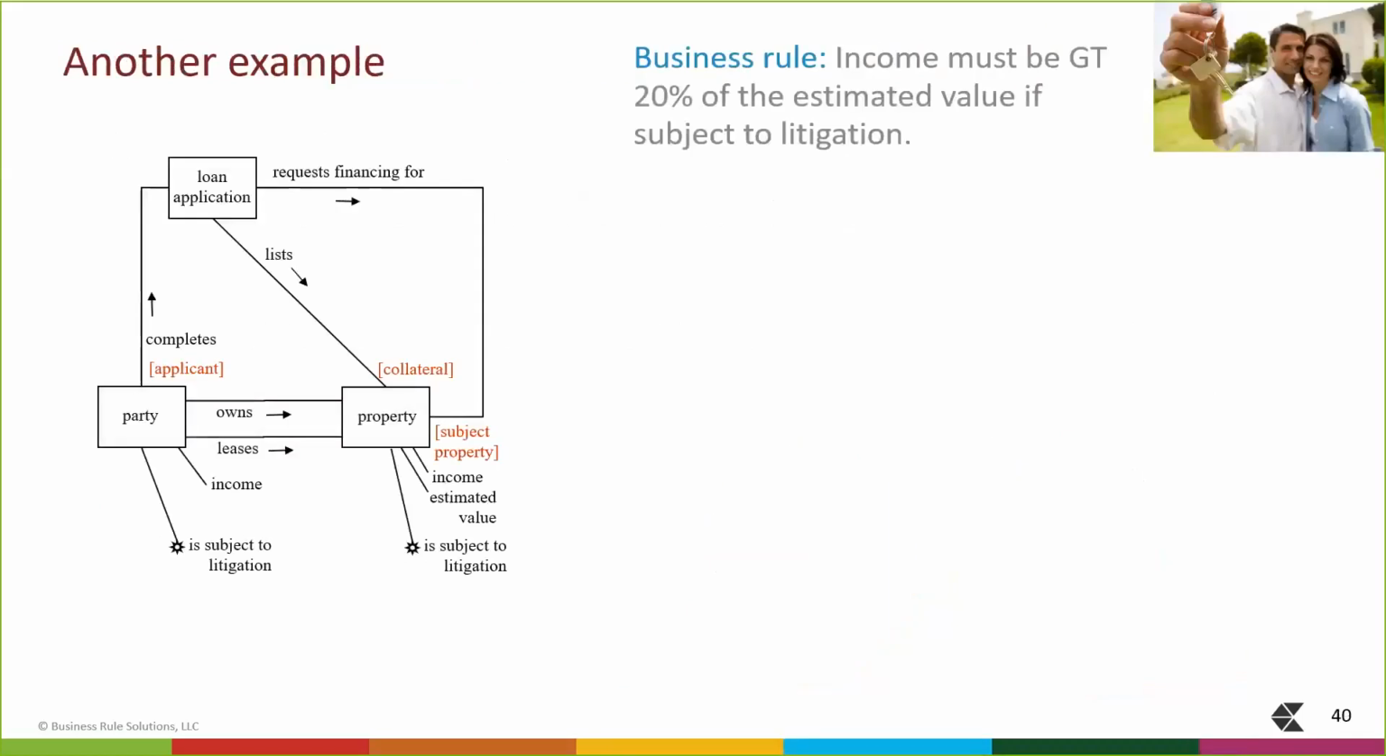But let's take another example very quickly. This is more complicated, but it makes the same point. Here is another business rule. Income must be greater than 20% of the estimated value is subject to litigation. You read that the first time, you think to yourself, I kind of understand what that says. I got some sense of it. But do you really? The more you poke at it, the more you're going to realize that this statement is highly, highly ambiguous. And by the way, this is a real example from one of our major institutions in Washington. But I won't name them, just to protect the innocent here.